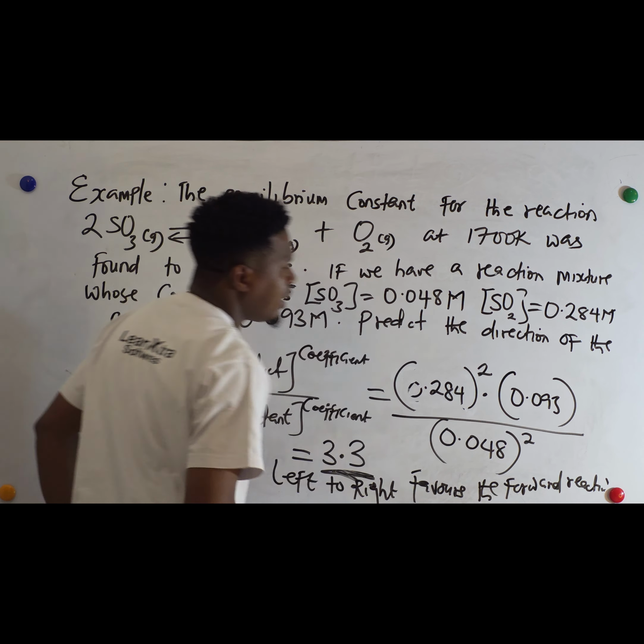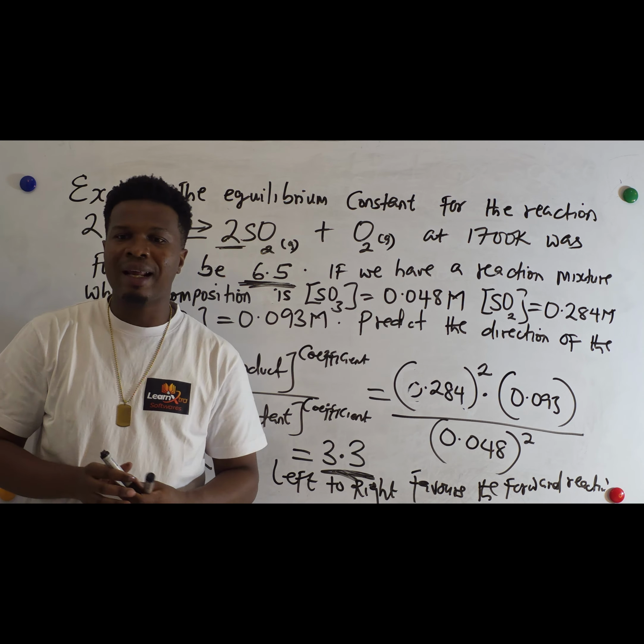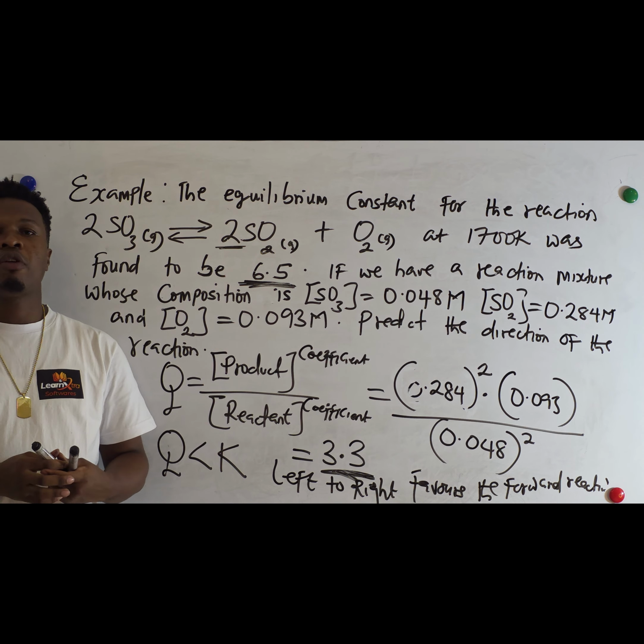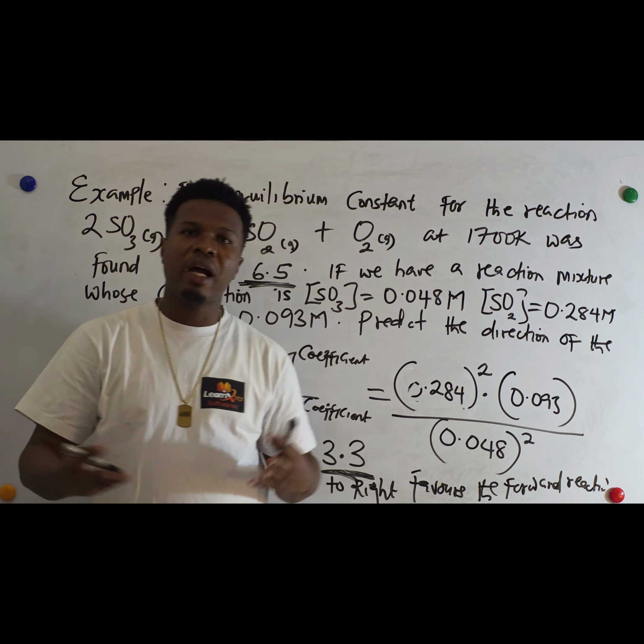So this is a simple example of how we can predict the direction of the equilibrium of a reaction from the equilibrium constant and the reaction quotient.